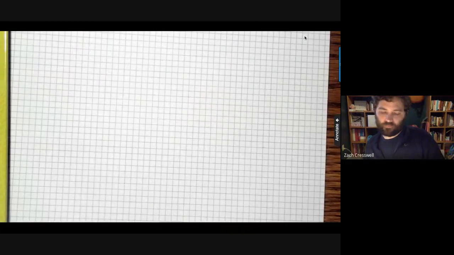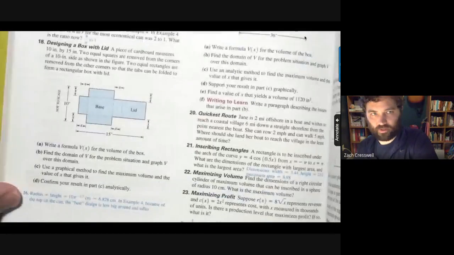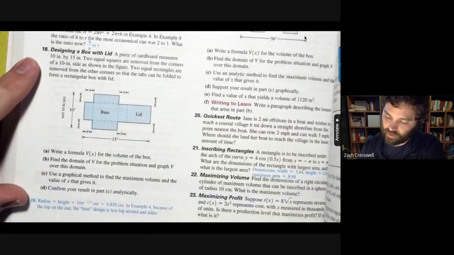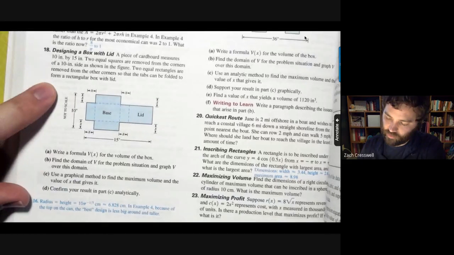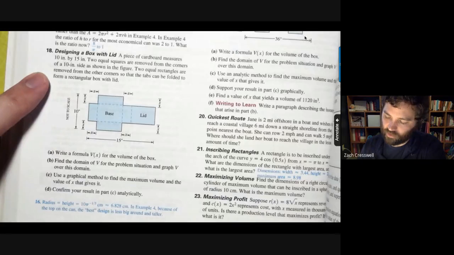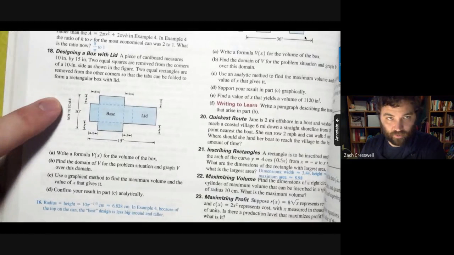Okay, let's go on to number 50. It's going to be helpful for you probably to open your book and look at this if you really want to follow along here. This is the situation. We're designing a box with a lid. A piece of cardboard measures 10 by 15. 2 equal squares are removed from the corners, 10-inch side shown in the figure, so that the tabs can be folded to form a rectangular box with a lid. So this is the situation that I'm going to be working from.